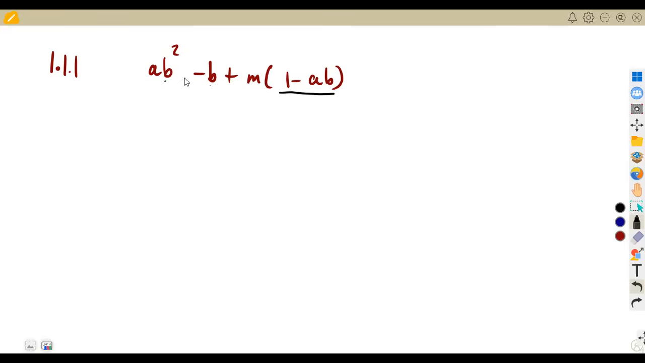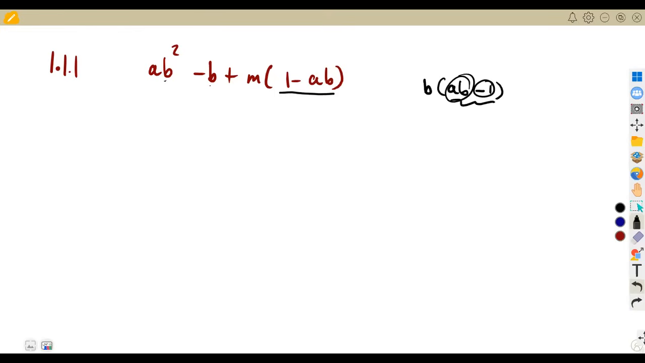If I factor out a B, this was going to be AB minus B. If we factor out B, we divide B squared by B and B cancels, going to be a B. Then the negative B divided by B is a negative 1. So it will be AB minus 1, and 1 minus AB. They are two different terms. It's not the same.